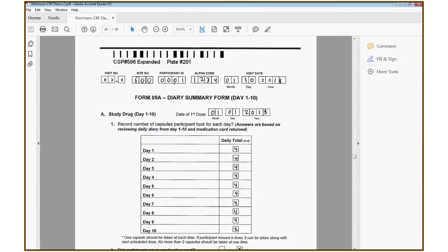The first one is the diary summary form of day 1 through day 10. Visit has been changed to visit 3, and the date has also been updated to reflect this. You first start by indicating the date of their first dose and record the number of capsules that was taken each day. All of this information should be based off of the study participant's stool diary, which he should bring with him at each visit.